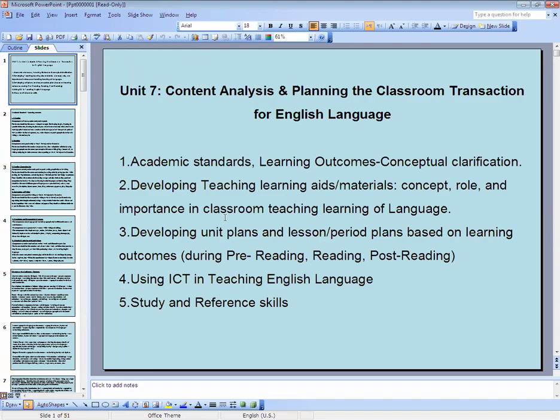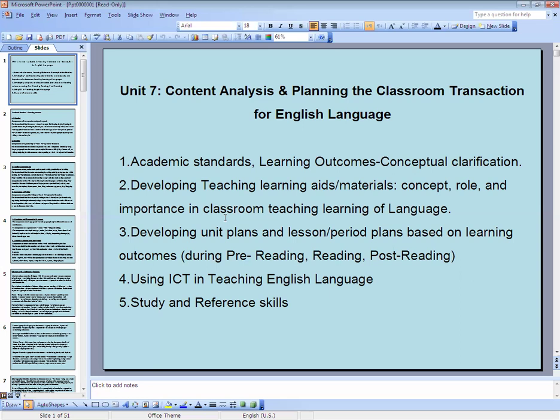Here, few things have been deleted from the previous syllabus. There were many topics over here. Now it has been given only 5 subtopics for us. 7th unit deals with the content analysis and planning the classroom transactions for English language. Mainly, your internship activities are based upon this unit.